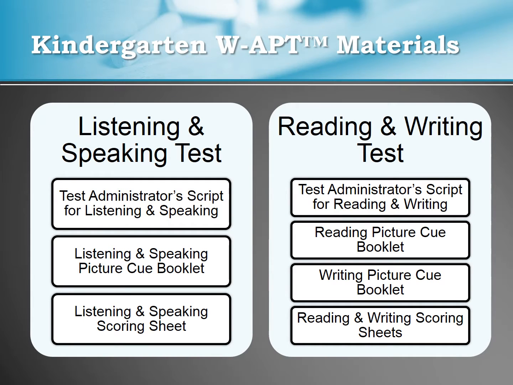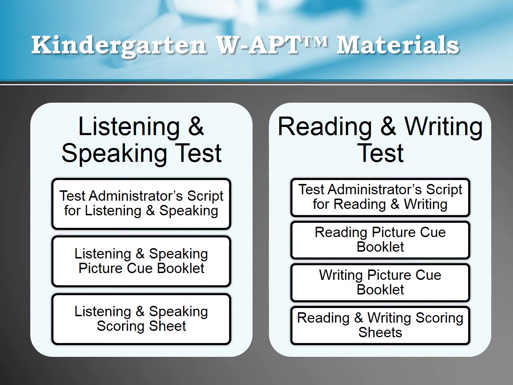Test kits containing the testing materials will be sent to school test coordinators prior to the start of the testing window. The test kits contain consumable and non-consumable materials. Included in the kit this year, schools will receive a quick reference guide for test administration, test scoring guidelines for each part of the test, a scoring sheet for listening and speaking, a scoring sheet for reading and writing, a kindergarten WAPT summary score sheet, and one copy of the writing picture cue booklet.